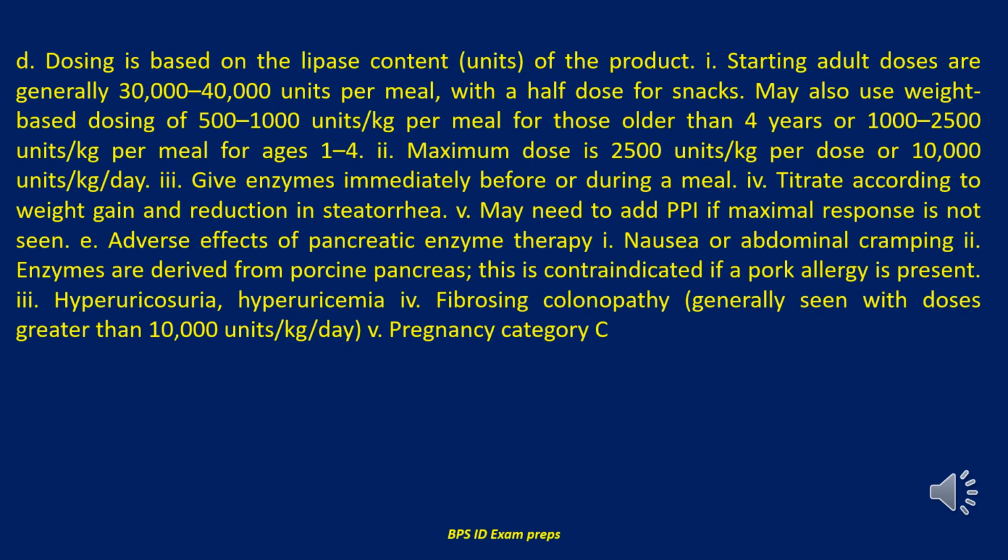1. The starting adult doses are generally 30,000 to 40,000 units per meal, with a half dose for snacks. May also use weight-based dosing of 500 to 1,000 units per kilogram per meal for those older than 4 years or 1,000 to 2,500 units per kilogram per meal for ages 1 to 4. 2. The maximum dose is 2,500 units per kilogram per dose or 10,000 units per kilogram per day.